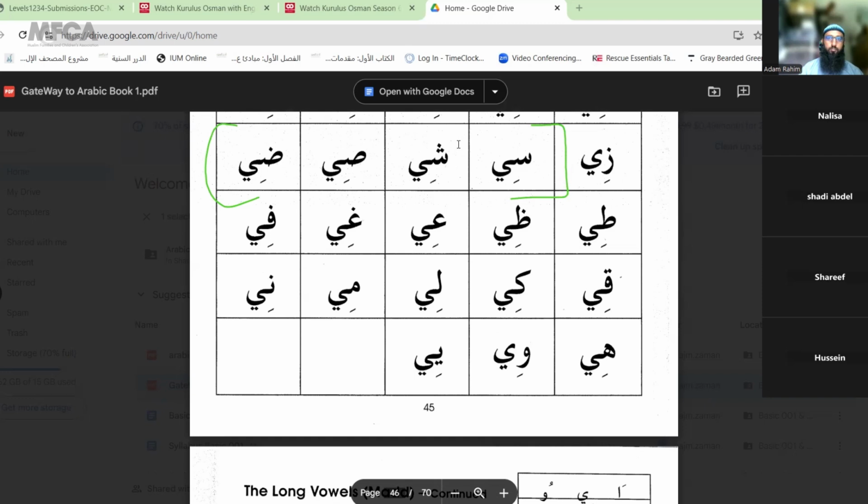Sheen, ya, al-mad, shee. Very good. Brother Shadi. Sod and slee. Very good. We're trying to have the slee, no, but slee. Slee. Much better. And Brother Sharif.